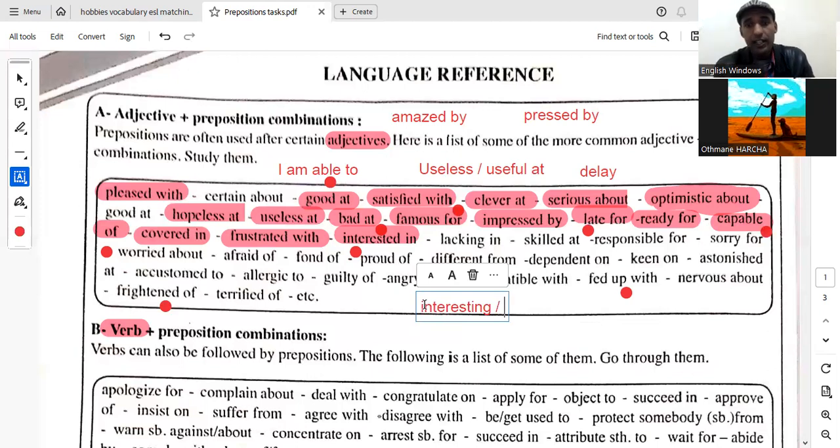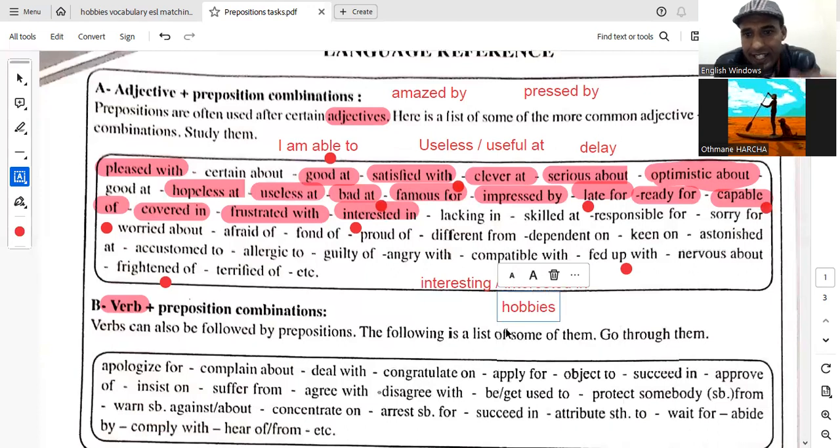But interested in is for a person: what are you interested in? I say I am interested in drawing. I am interested in gaming, like a hobby. In the last lesson we did hobbies and interests. Great.